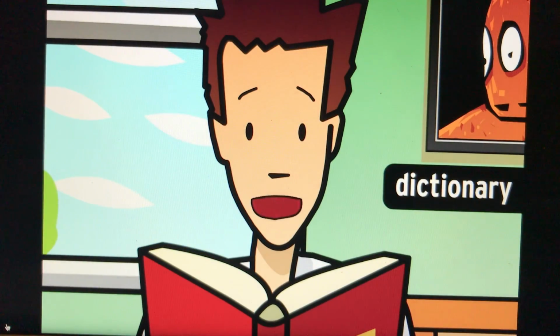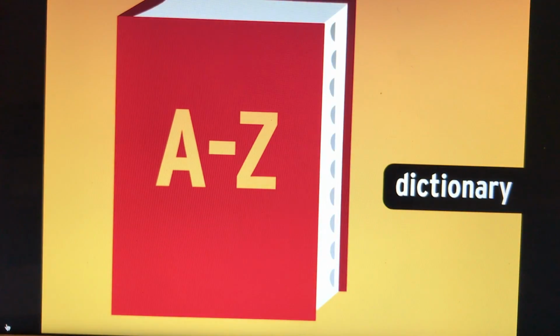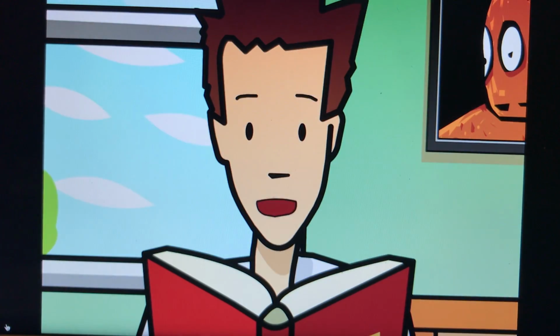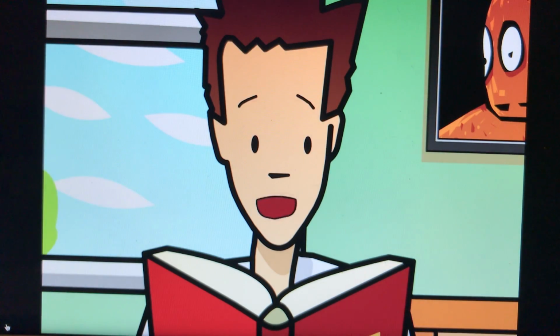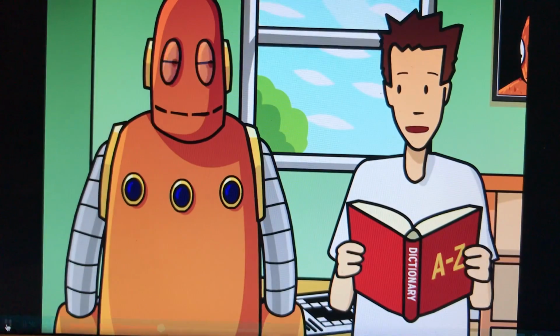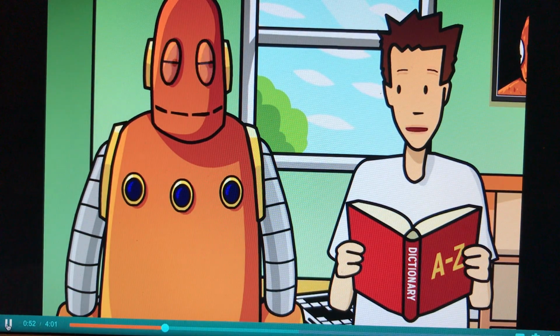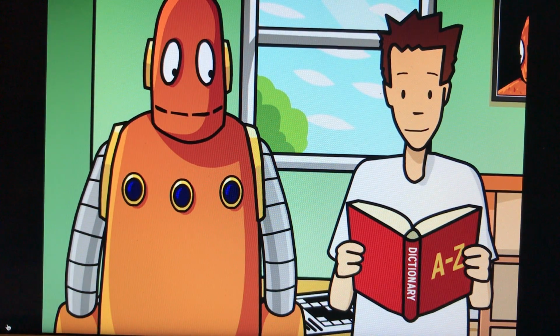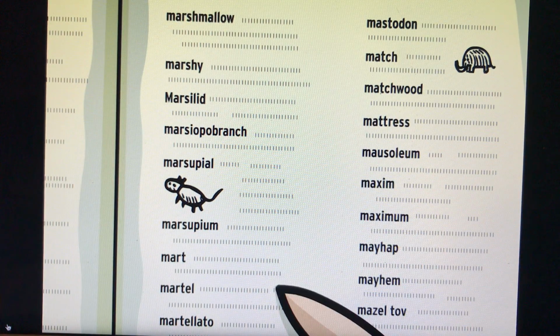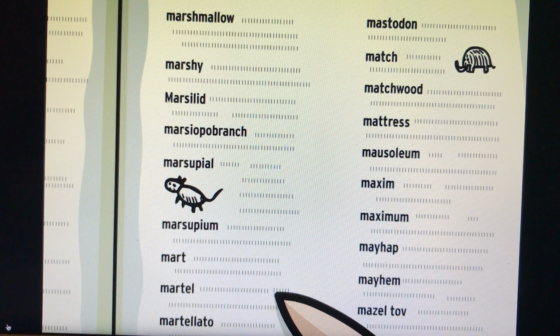Hey, let's start with dictionaries. People use a dictionary for a lot of different reasons. To figure out the spelling of words, to find out where a word comes from, or to learn how a word is used. But usually you pull out a dictionary to figure out what a word means. Well, a dictionary is any list of words with their definitions. The words are listed in alphabetical order, so using a dictionary is pretty simple.